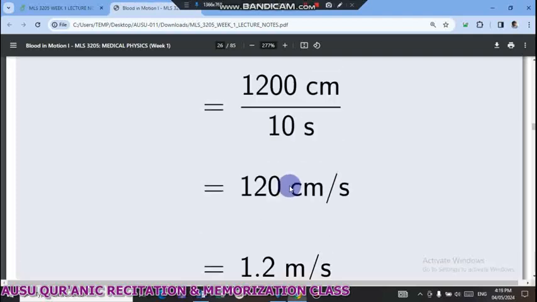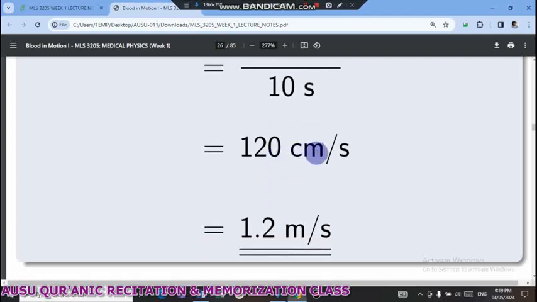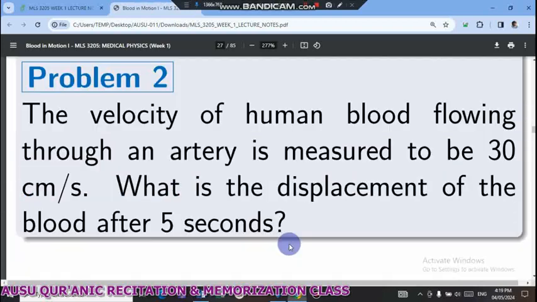Okay, the next thing is, we know that the SI unit of velocity is meters per second, not centimeters per second. So how do I change this centimeter to meter? I divide the quantity by 100. It will change this centimeter to meter. So you divide this 120 by 100. When you do that, you will get 1.2. So you now change this centimeter to meter, and now you have 1.2 meters per second. That is it. So we quickly move on to problem 2.